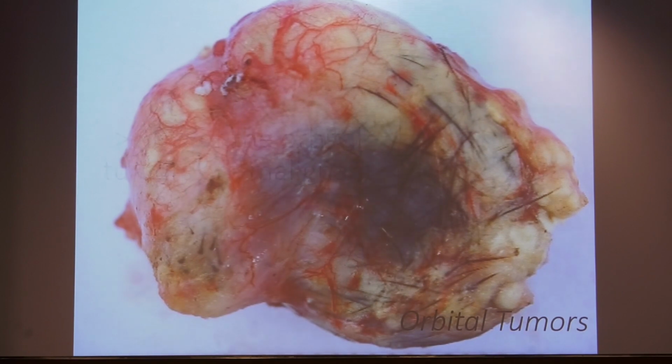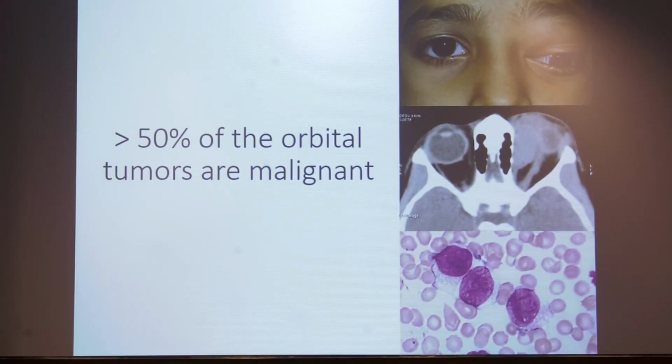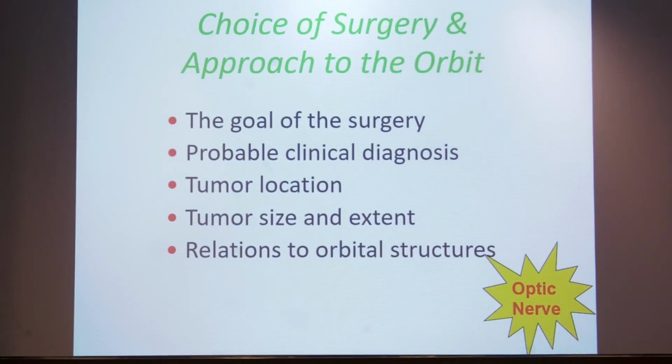Moving on to the orbital tumors, one must remember that greater than 50% of the orbital tumors are malignant. Hence, almost all tumors actually require treatment, not only for the reason that it could be malignant, but also these tumors usually cause proptosis and disfigurement, and hence for cosmetic reasons as well. So, for orbital tumors, like I said, almost all tumors need surgery.